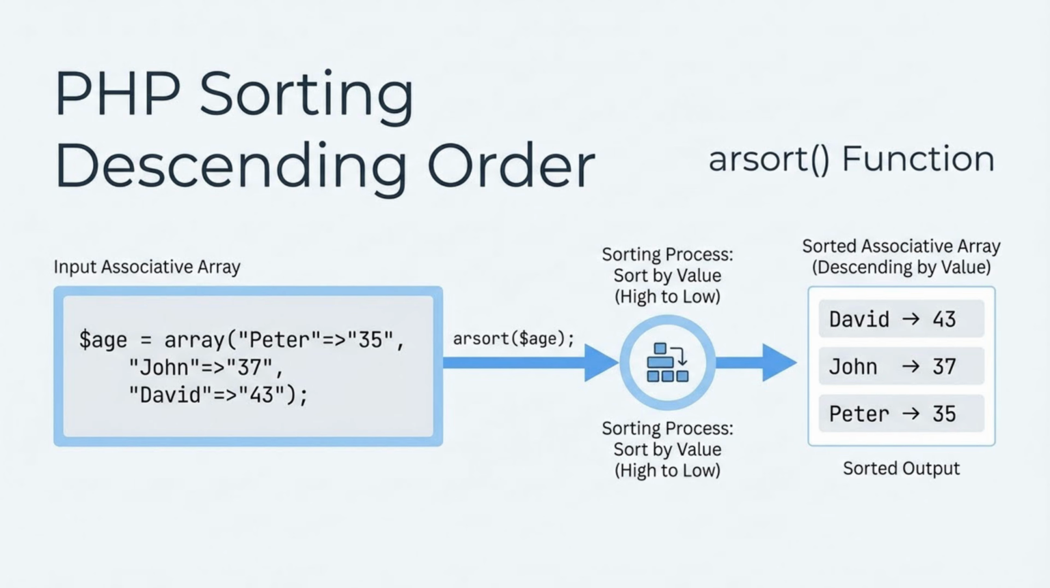In summary, the arsort function is used when you want to sort an associative array by values in descending order while keeping each key linked to its value. It is simple to use but extremely powerful when working with datasets where rankings, highest values, or reverse-ordered results are needed.